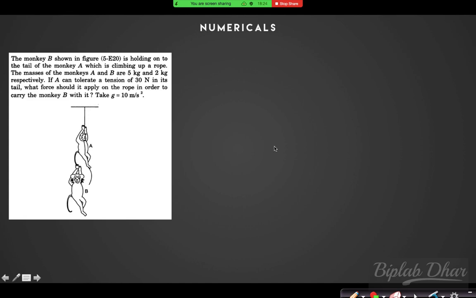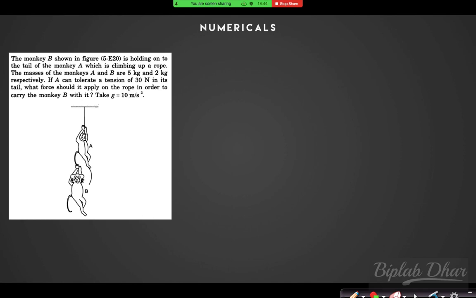Now come to this question. It says the monkey B shown in figure is holding onto the tail of monkey A, which is climbing up a rope. Can we say that the tension always acts towards the fixed end, the rigid end?